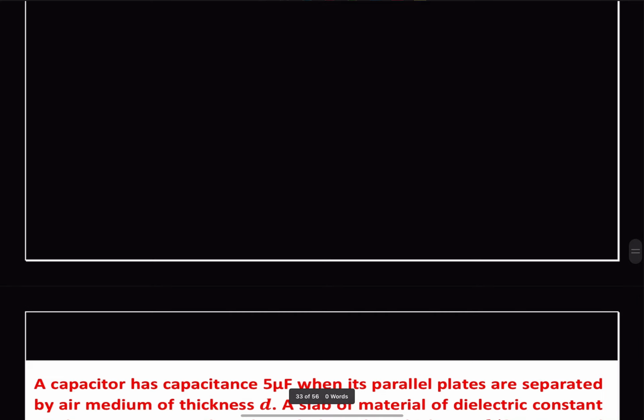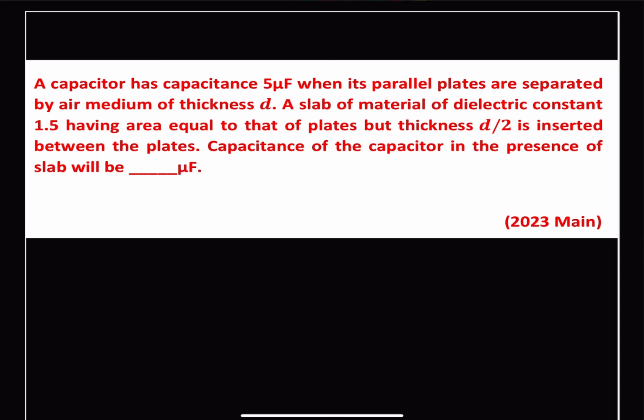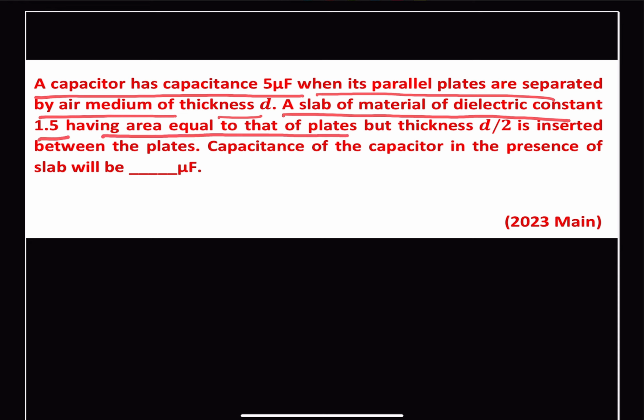Next question. We are given a capacitor of capacitance 5 microfarad, when its parallel plates are separated by a medium of thickness d. A slab of material of dielectric constant 1.5 having area equal to that of the plates but thickness d by 2 is inserted between the plates. The capacitance of the capacitor in the presence of the slab will be.